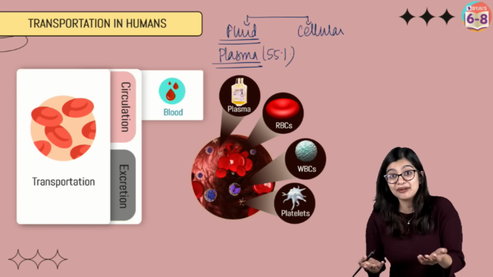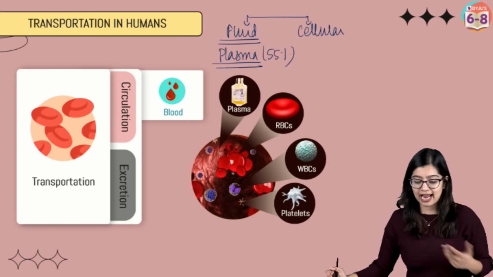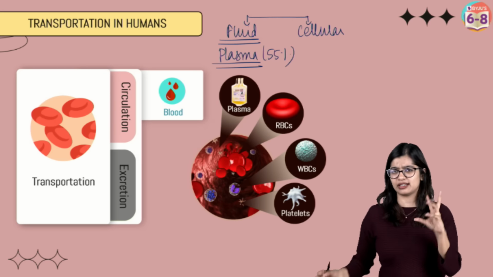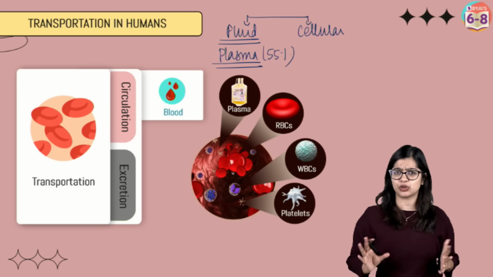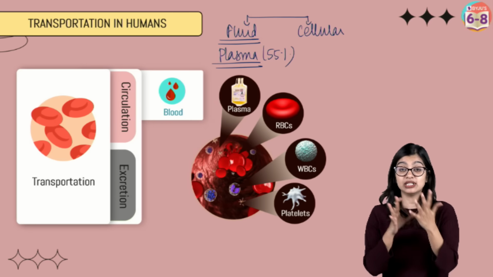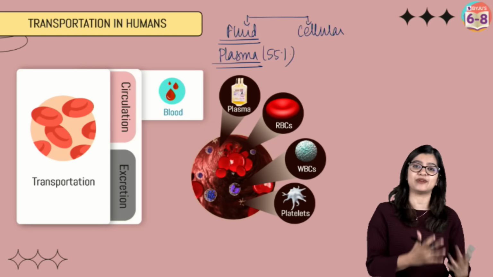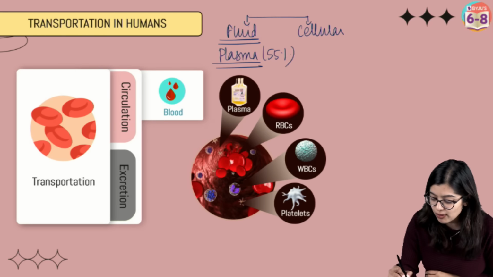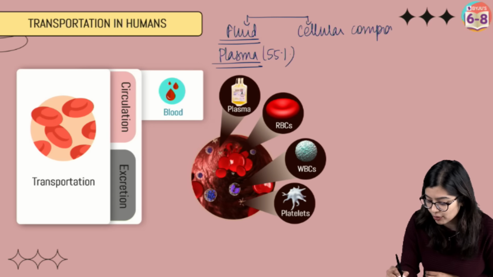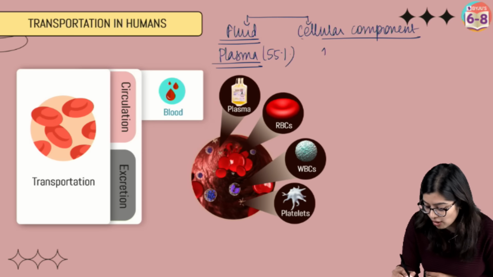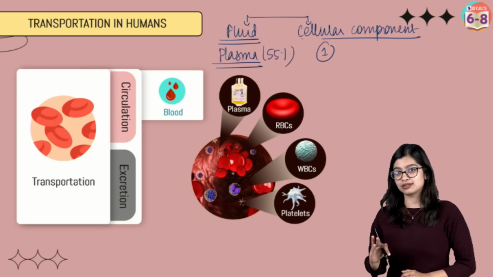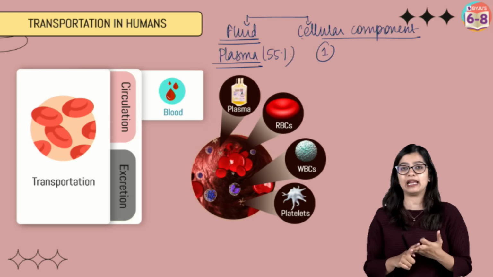And plasma, in turn, is mainly made up of water. Along with that, it's also made up of other salts and other substances, and they also play an important role in transport. And all the different cells that make up the blood are found in the plasma. So if you were to talk about the cellular component, it includes three types of cells: RBCs, WBCs, and platelets.